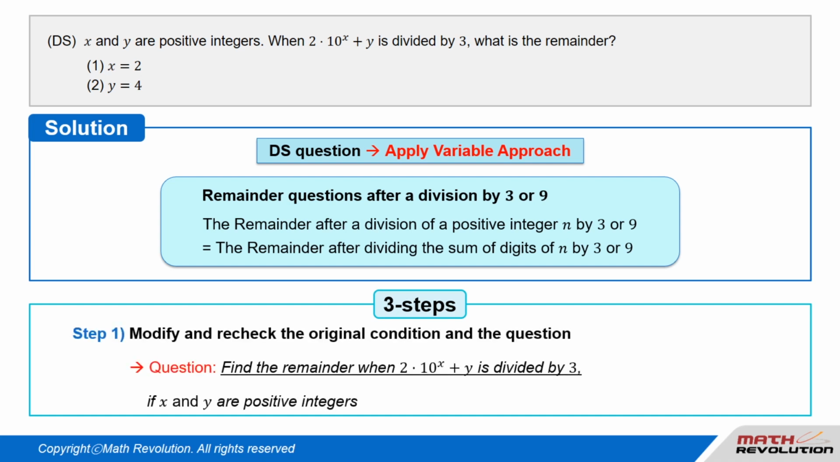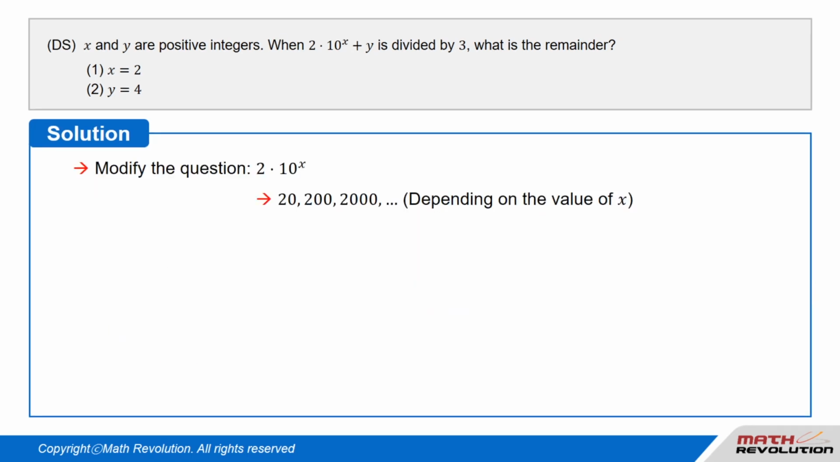Let us follow the first step of the variable approach by modifying and rechecking the original condition and the question. We are required to find the remainder when 2 times 10 to the power of x plus y is divided by 3 if x and y are positive integers. Now let us modify the question based on the property we have learned above.